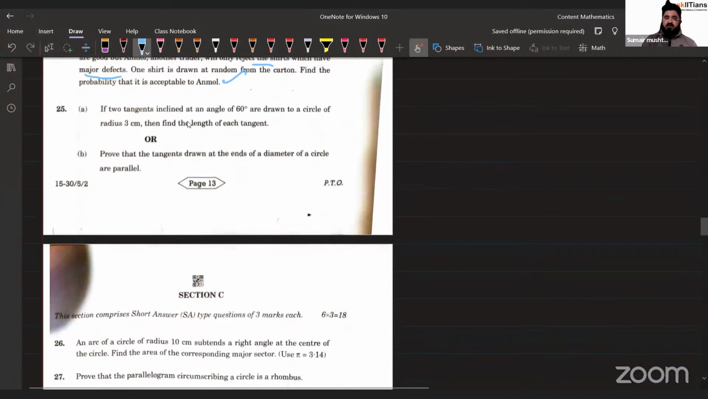If two tangents inclined at an angle of 60 degree are drawn to a circle of radius 3, find the length of each tangent. Easy or tough? What's the question saying? First of all, let's understand the question. Question is saying that two tangents inclined at 60 degree are drawn to the circle of radius 3. This is a circle of radius 3.